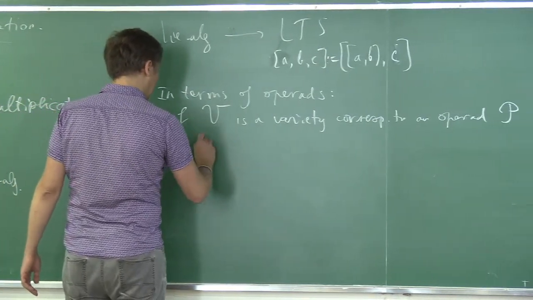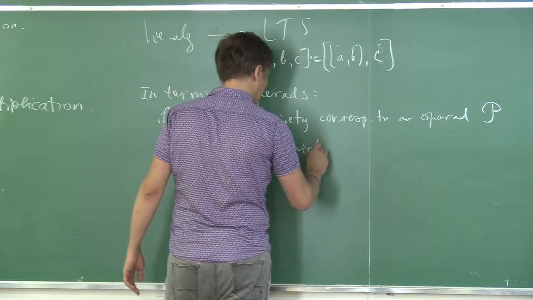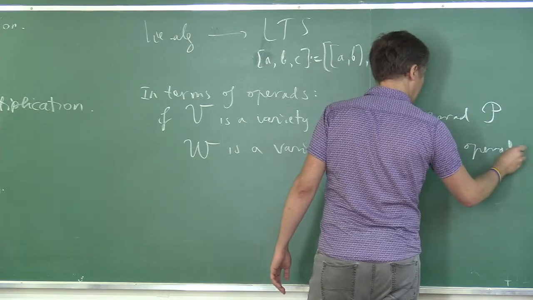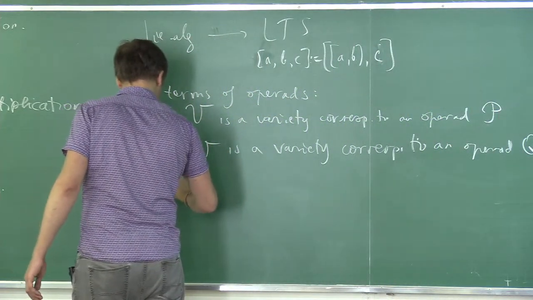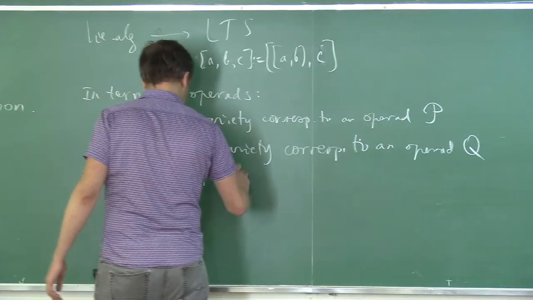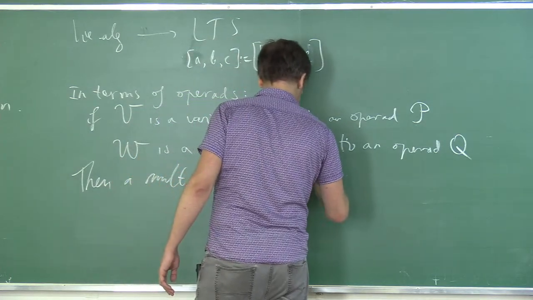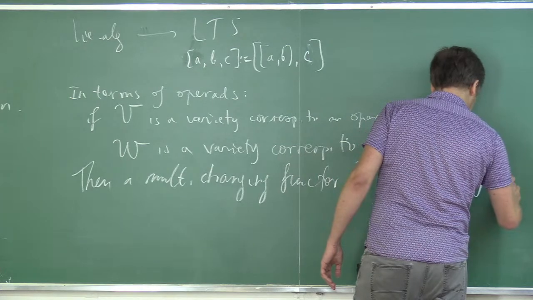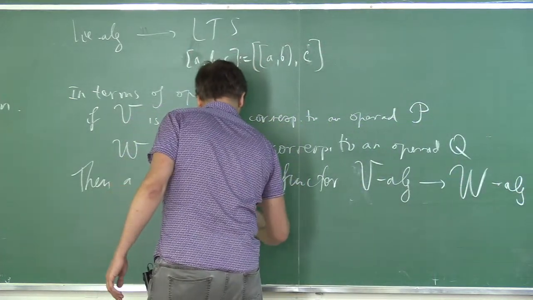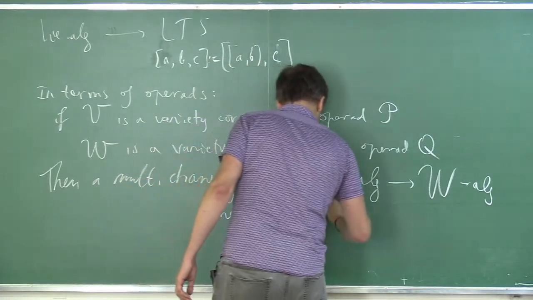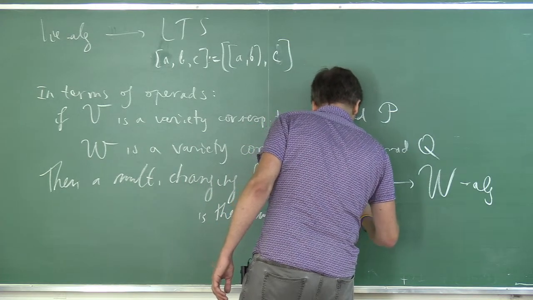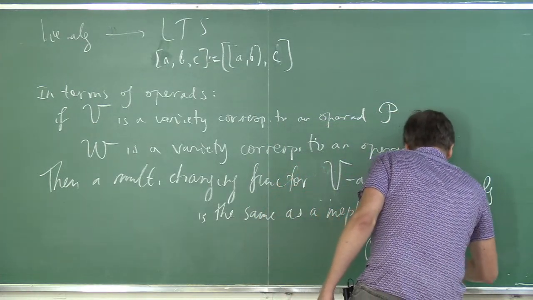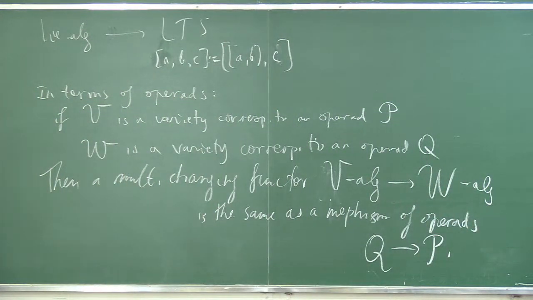And if W is a variety corresponding to an operad Q, then a multiplication changing functor from the V algebras to W algebras is the same as a morphism of operads from Q to P. So note the change of direction of the arrow.